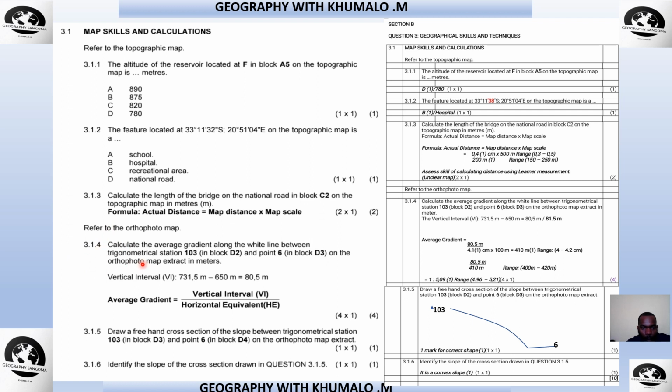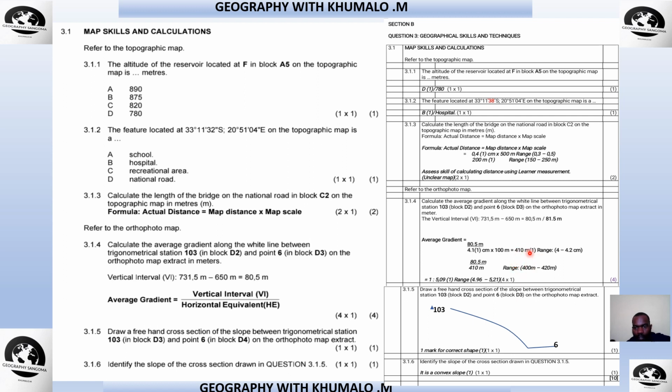Then 3.1.4, it was calculation of gradient. Now this gradient was very nice because they've already calculated for you the vertical interval, which is your h. We had to calculate the horizontal equivalent, and then you finish it up. So the vertical interval is 80.5 meters. So the distance there, it is between trig station 103 and 0.6 on the orthophoto. The map distance there was 4,1. So we take from 4 up to 4,2. So it was 4,1 multiplied by 100 because we want our answer in meters. Then we get our answer is 410.